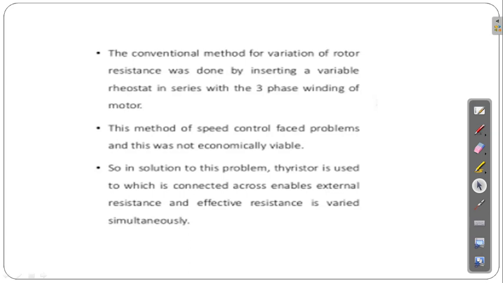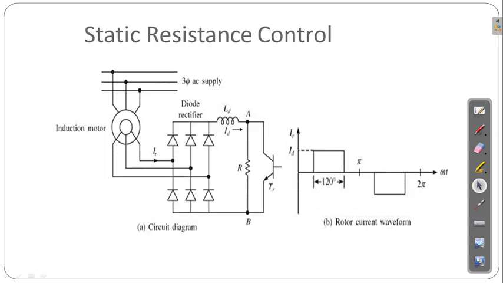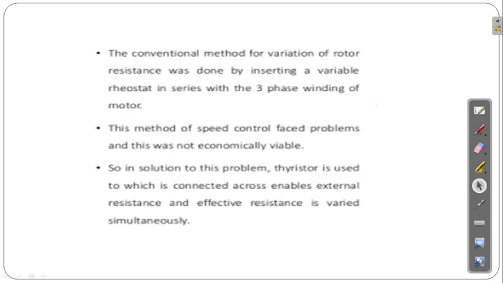The conventional method for variation of rotor resistance was done by a variable rheostat in series with the three-phase winding motor. This method of control faced problems, and it was not economically viable. As I said before, this method of speed control faced more problems. See here, if there are switches, some error will also occur, so it will have more problems. So as a solution to this problem, a thyristor is used, which is connected across the external resistance, and the effective resistance is varied simultaneously.